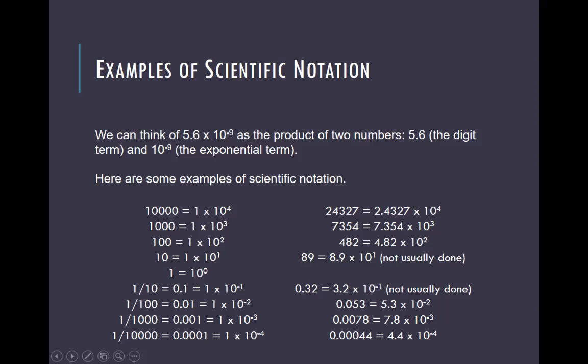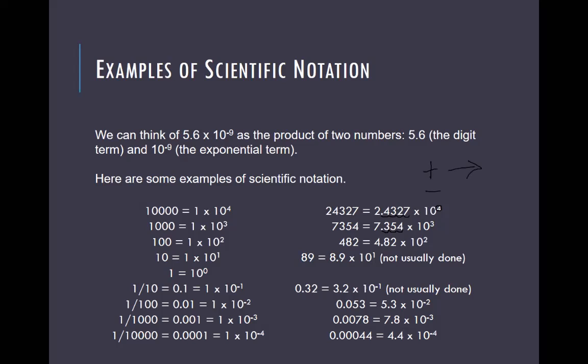Okay, so when we go ahead and do this, we can actually follow along. If we move the decimal 1, 2, 3, 4 places, that accounts for your 4 here. All right. Likewise here, 7.354 times 10 to the third. It's a positive number, so we go 1, 2, 3, and that's 7354. So if it's a positive number, it's going to be a shift to the right. Decimal goes to the right.